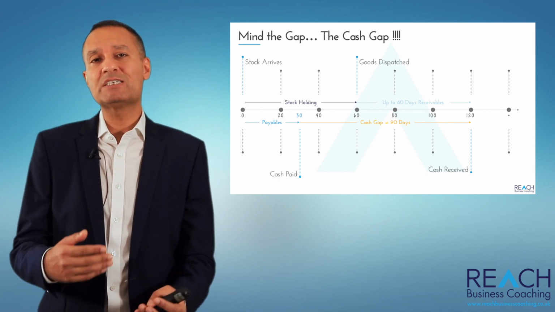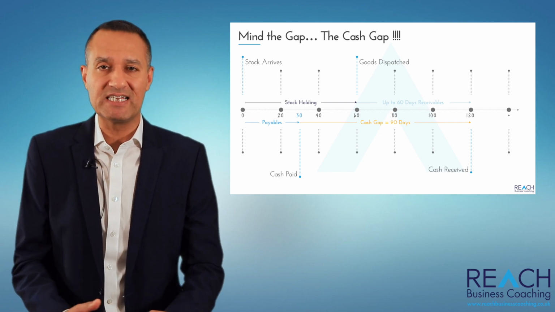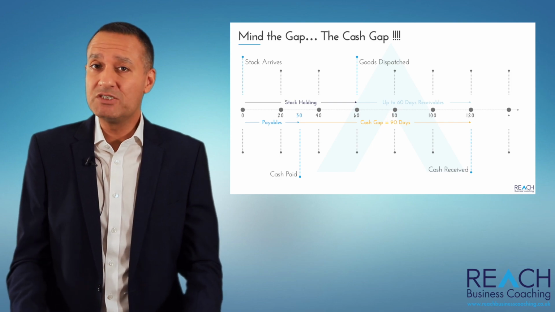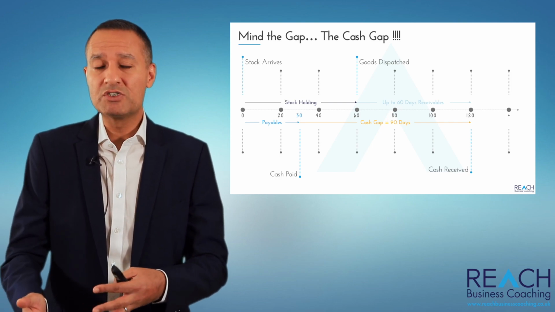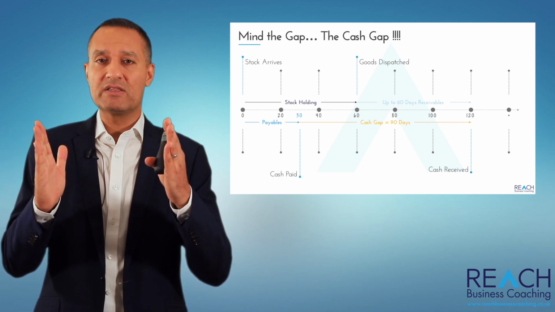So a lot of people say to me, Jazz, but we're not in manufacturing. Cash gap doesn't matter to us. We're in, for example, the service sector. Well, you've still got to pay your wages. The money has still got to go out. So how long is it out for? How long does it take to go back? And how do we close the cash gap?